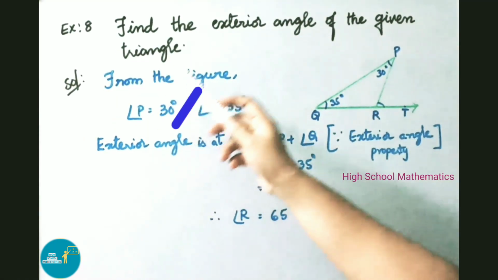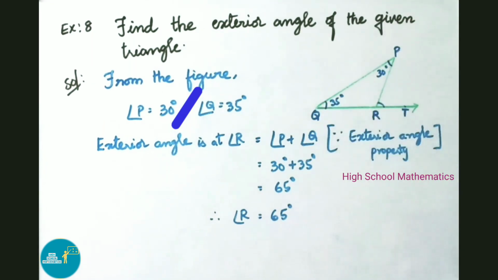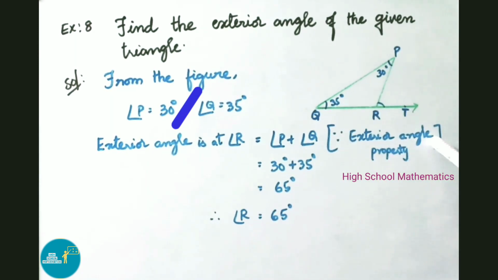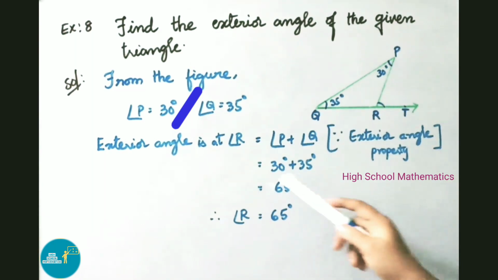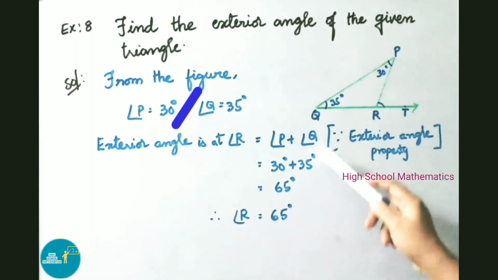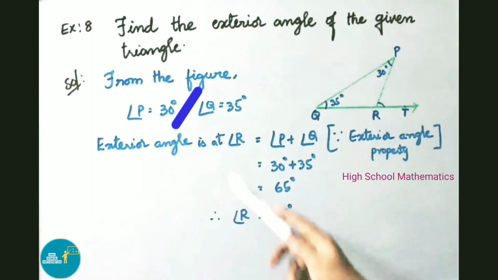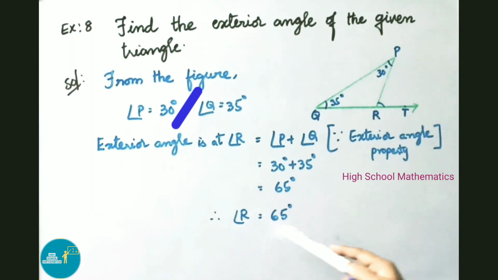See now example 8: find the exterior angle of the given triangle. Let us see the solution from the figure. Angle P is equal to 30 degrees, angle Q equals 35 degrees. The exterior angle is at angle R. So that equals angle P plus angle Q, by the exterior angle property. That equals 30 degrees plus 35 degrees, that equals 65 degrees. Therefore, the exterior angle, that is angle R, equals 65 degrees.